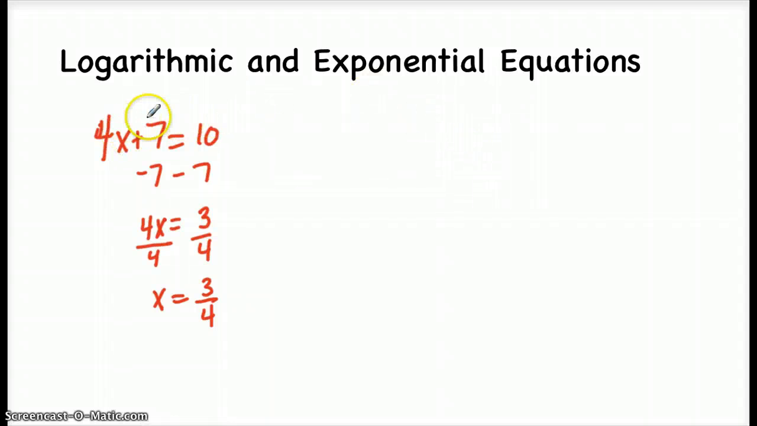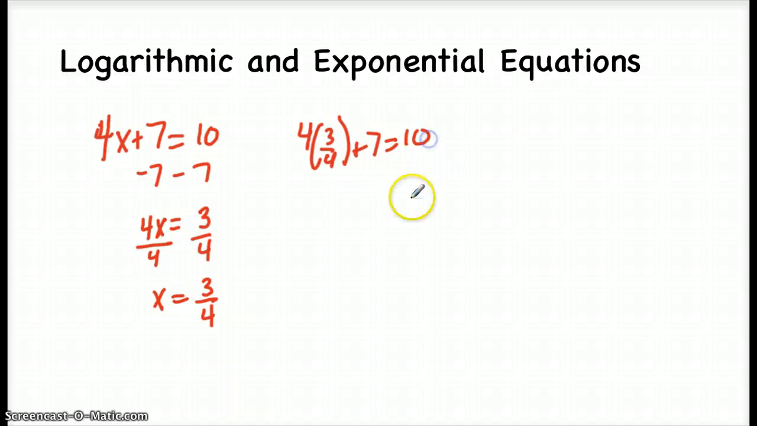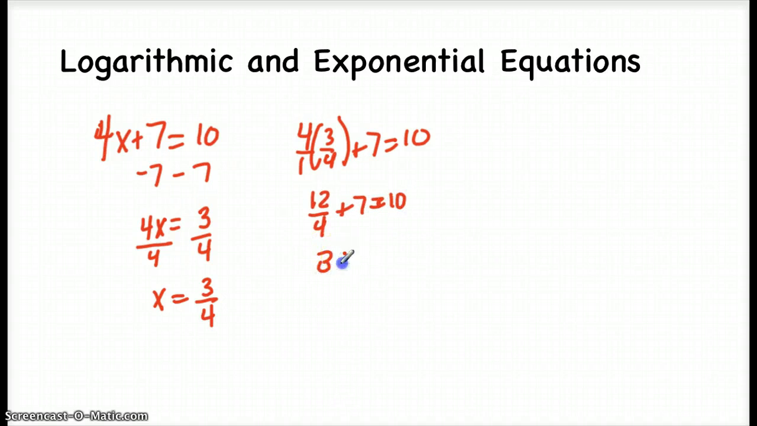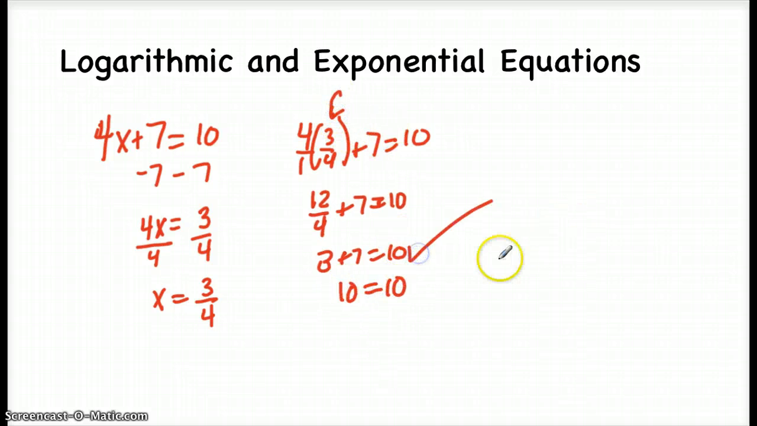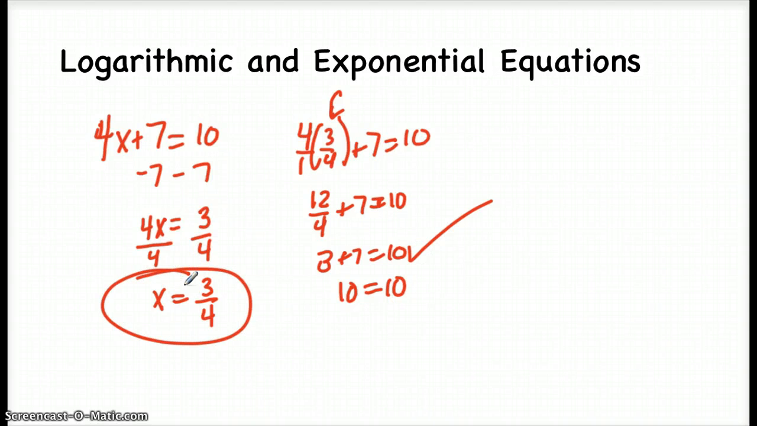So you can check that by putting 3/4 back in. And that should give you a true statement. So 4 times 3/4 would be 12/4, equals, and then you have 3 plus 7, and that does equal 10. So you know when you put it back in, it checked out. So this is your solution. It checked because you do have a true statement here.